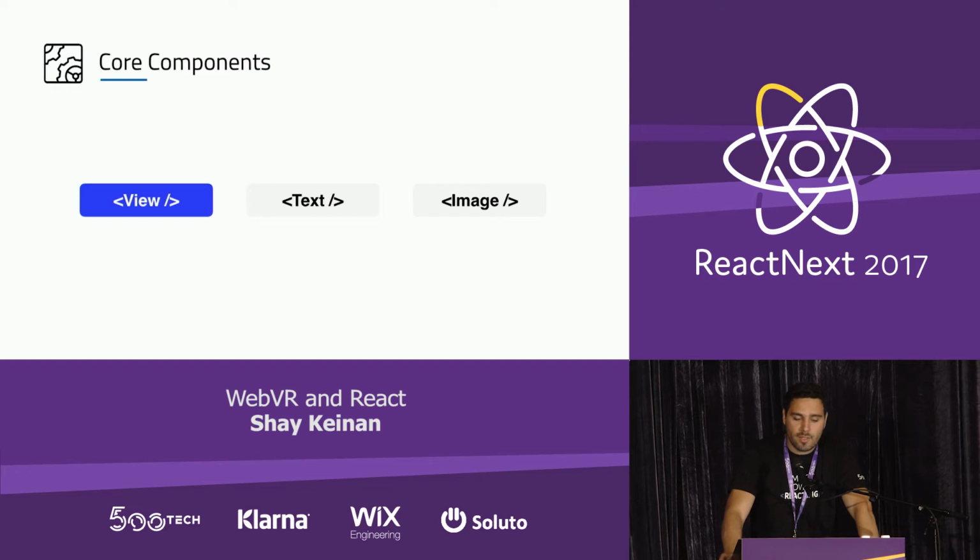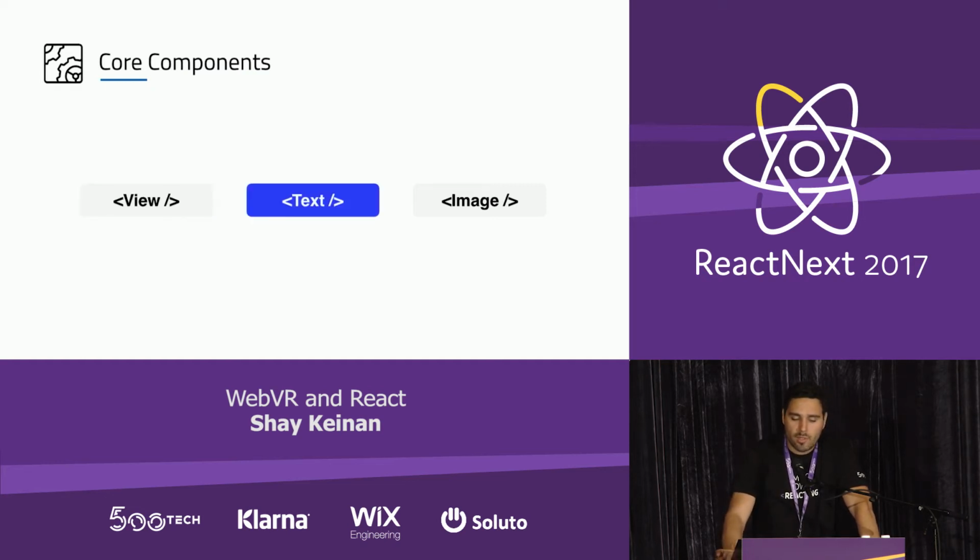View is the most fundamental component for building a UI. View is a container that supports layout with Flexbox, style, and touch handling. View maps directly to the native view equivalent on whatever platform React Native is running on, whether that is a UI view, a div, Android view, etc. View is designed to be nested inside other views and can have 0 to many children of any type.